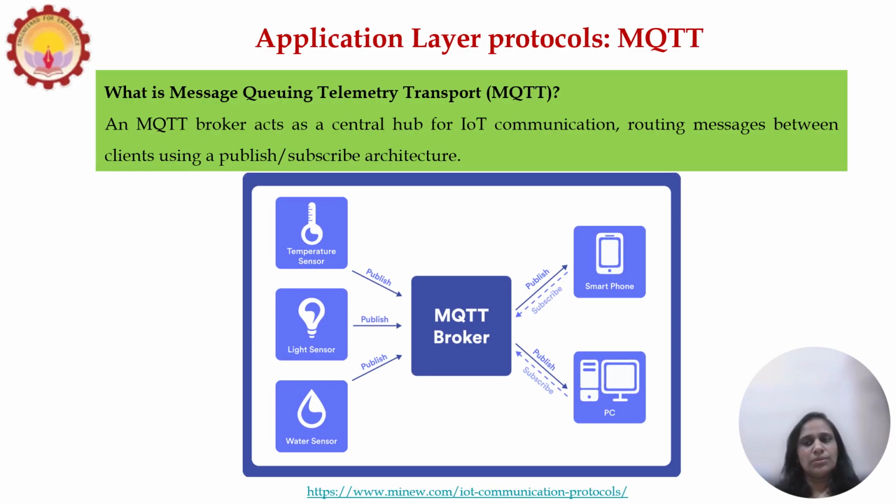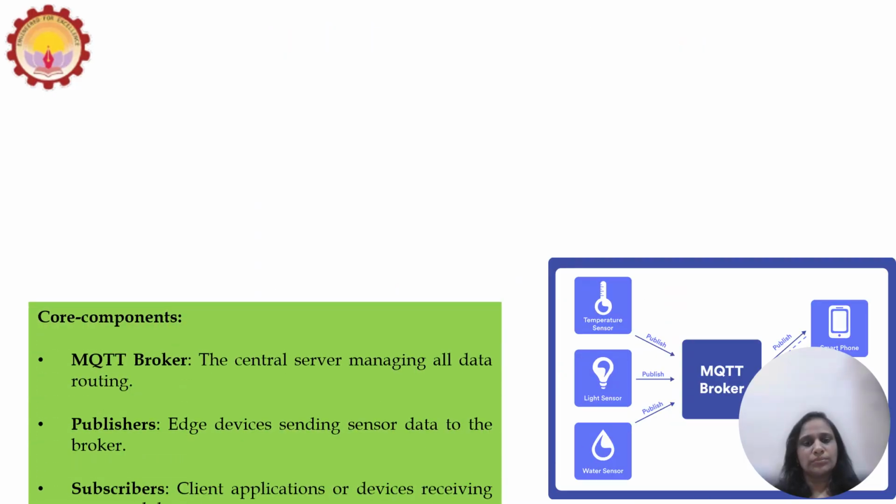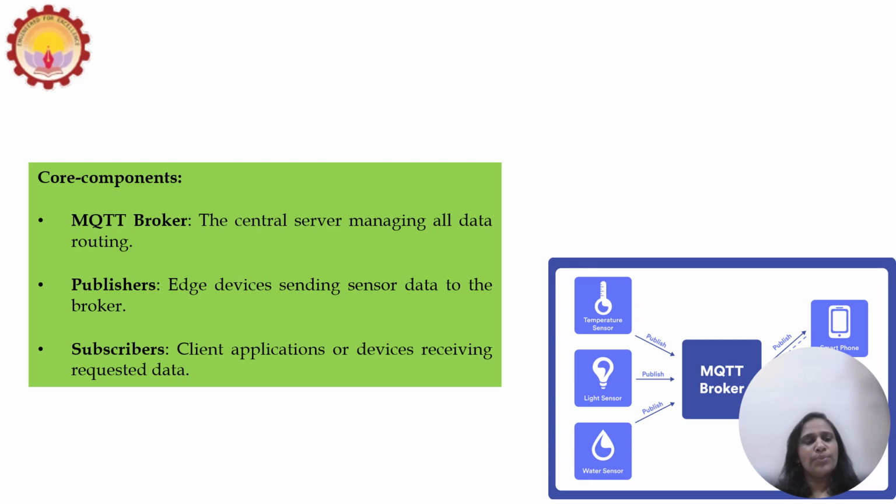So this is the block diagram for the MQTT broker. The core components of MQTT are the broker, publisher and subscriber, where the broker is the central server managing all data routing, whereas the publisher is an edge device sending sensor data to the broker, and the subscriber is nothing but a client application or device receiving requested data.